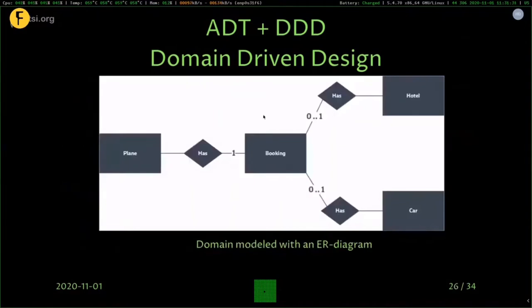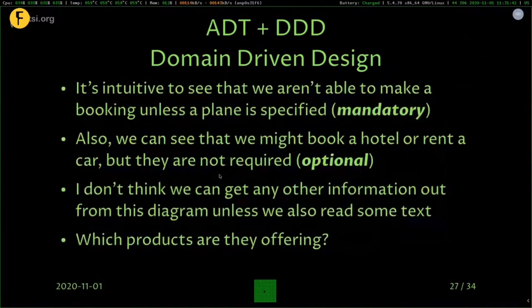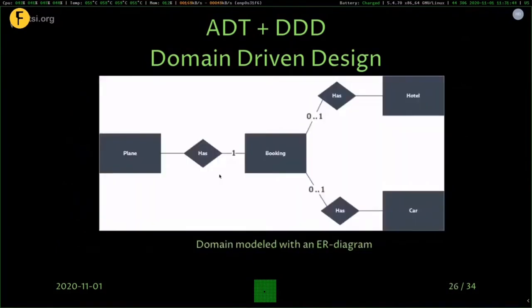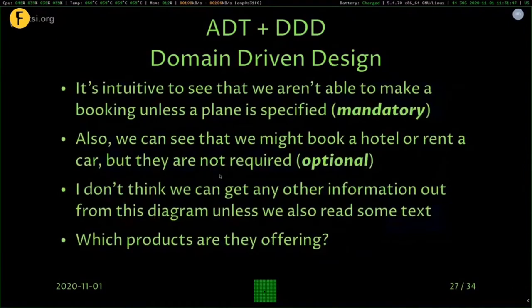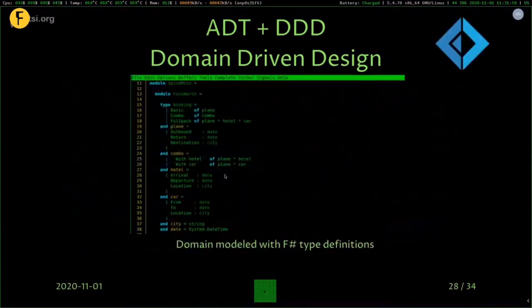And this is what's happening when we see these diagrams: this is at most what we can get out of the diagram, right? So could we actually devise from this diagram which products are being offered? Well, I would say that's not possible, right? So this is my kind of way of doing domain design with code, but it's still not code that implements logic. It's just code that defines a domain.